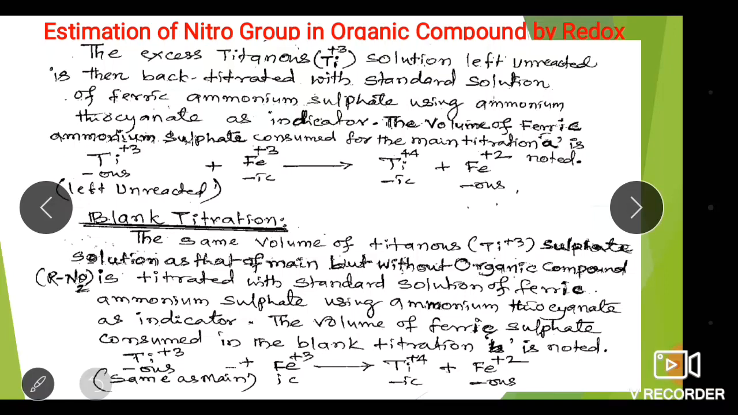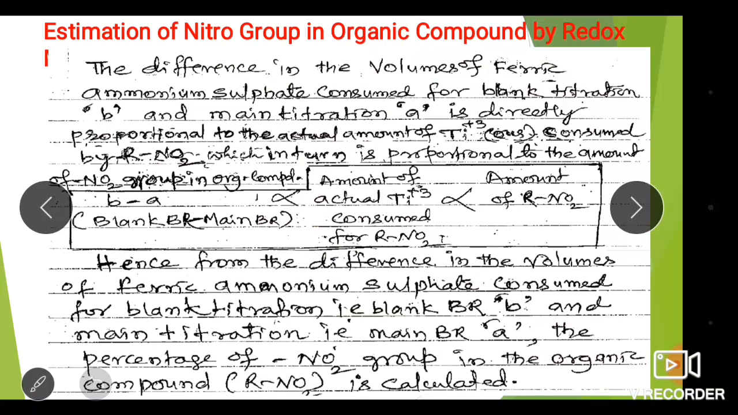Then blank titration: similarly carry out the blank titration. Take the same amount of the titanium sulfate solution and titrate it against the ferric ammonium sulfate solution in the presence of ammonium thiocyanate as an indicator, and treat this burette reading as B, that is the blank reading. From the difference between the blank and sample we get the amount of nitro group present in the given compound by the redox method.